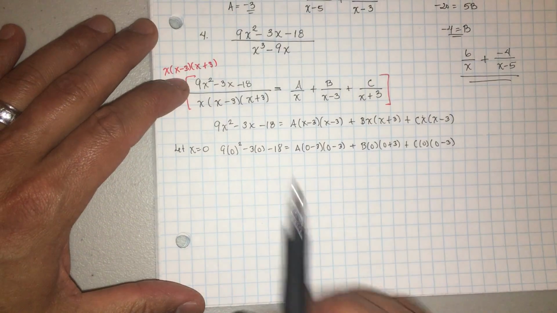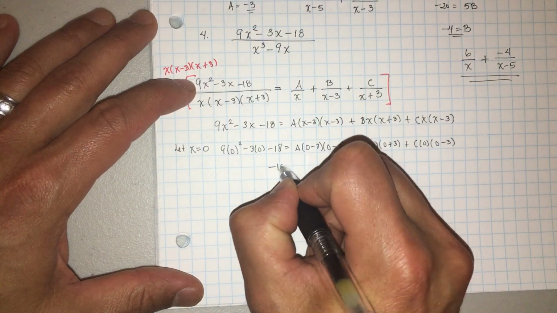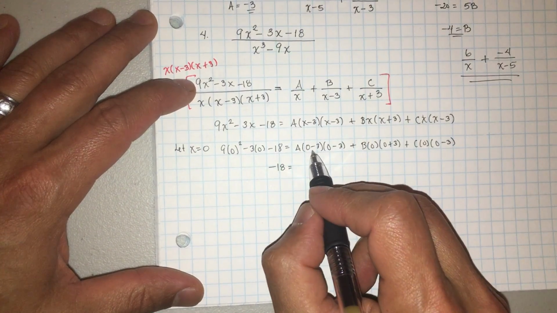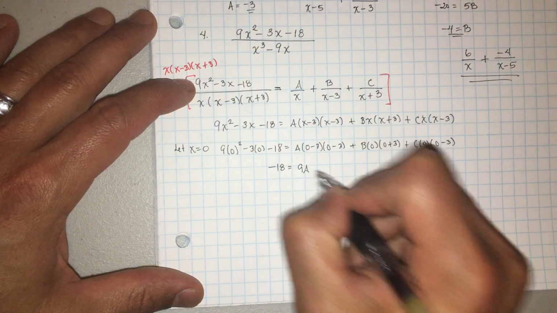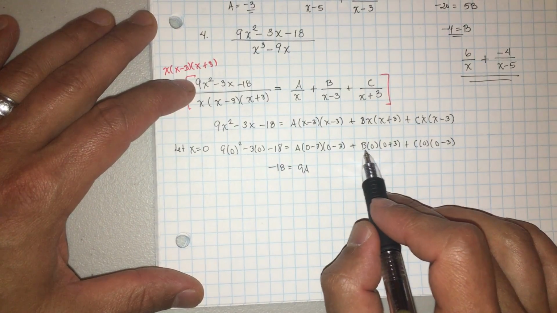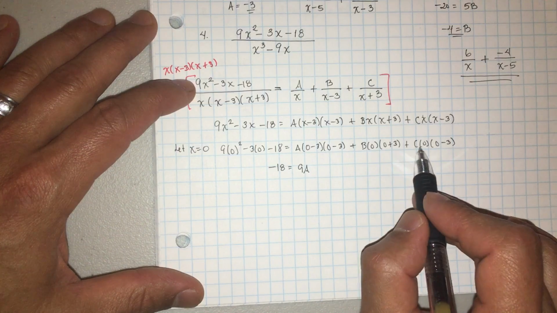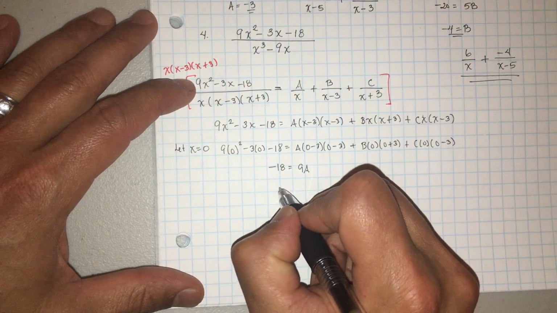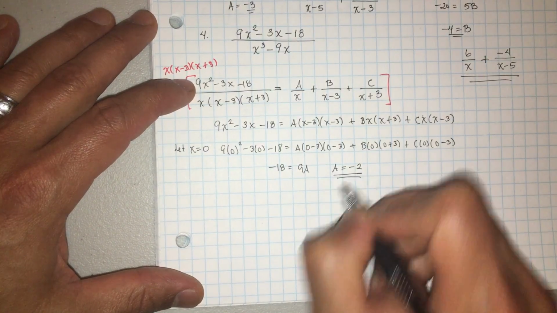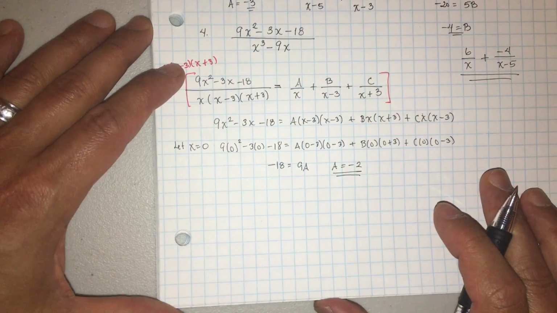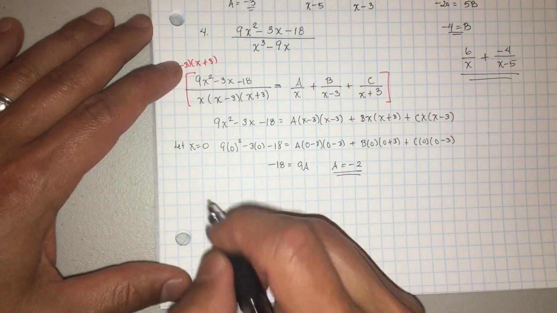So that's 0, 0, that's negative 18. Okay. And that's negative 3 times negative 3 is positive 9. 9 times a is 9a. And that gives me 0, 0 times anything is 0. So this one, a, is equal to negative 2. Nice. So that's my first one.